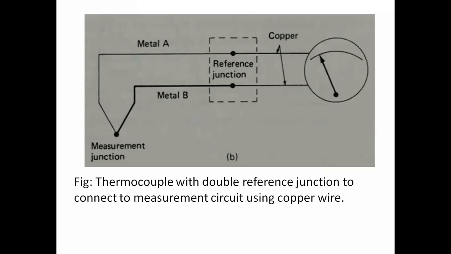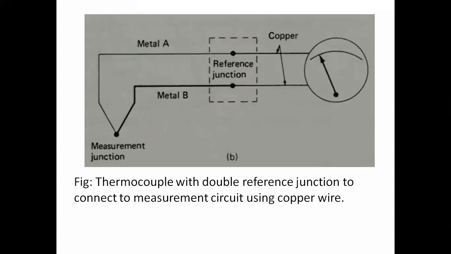Then if there is no temperature variation between these two junctions, the difference of the generated output voltage between these two points is 0. Finally, we can get the output voltage that corresponds to the difference of metal A and metal B. Like this, we can use the reference junction for measuring the output voltage.